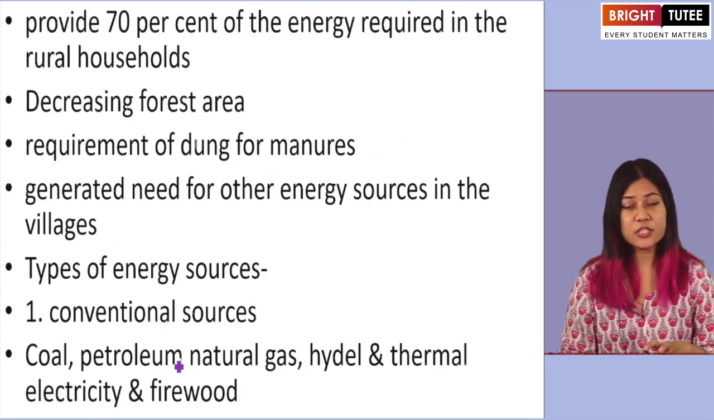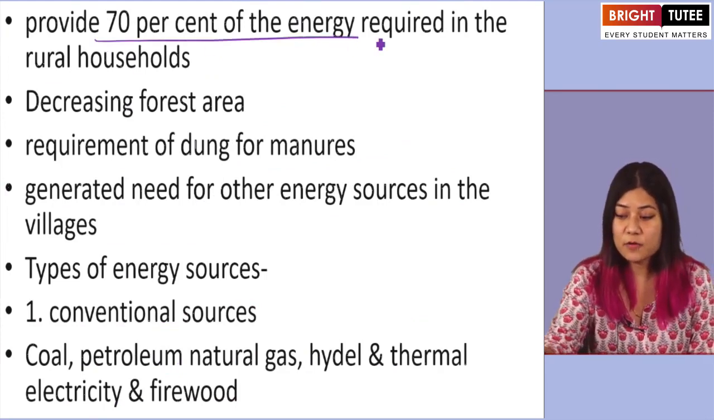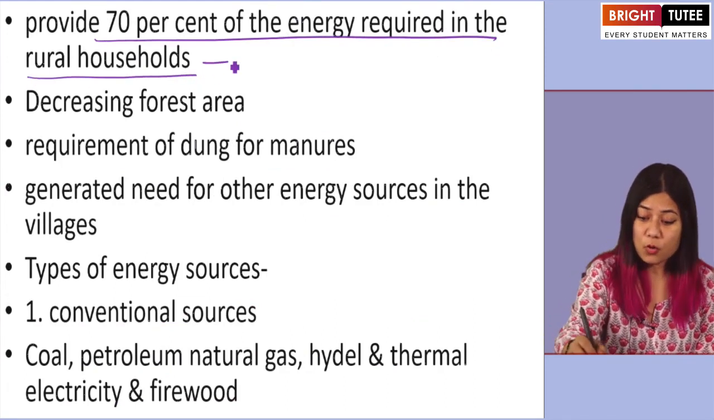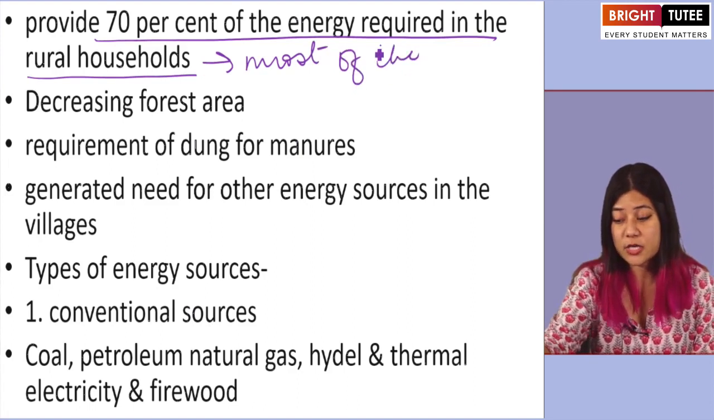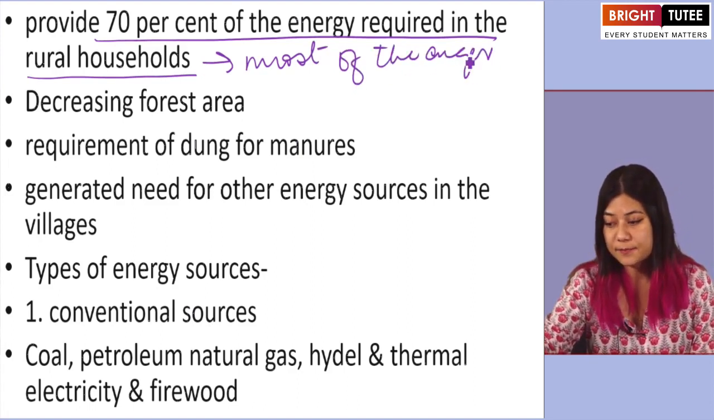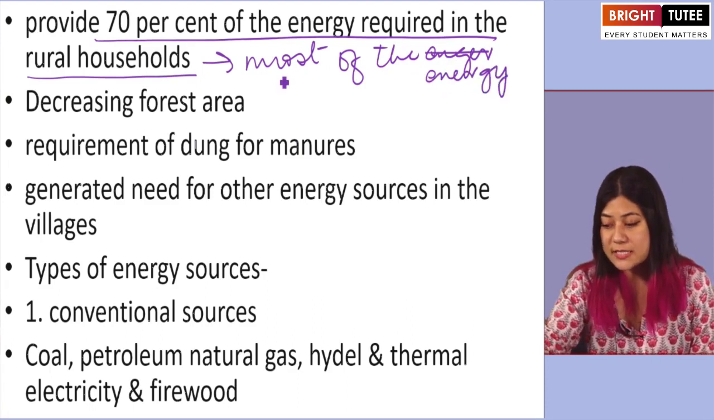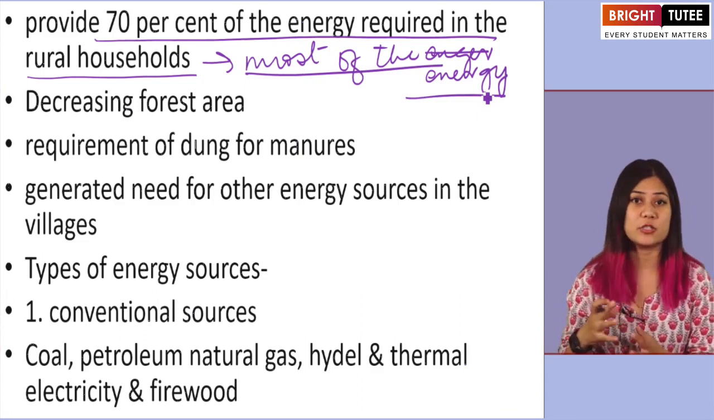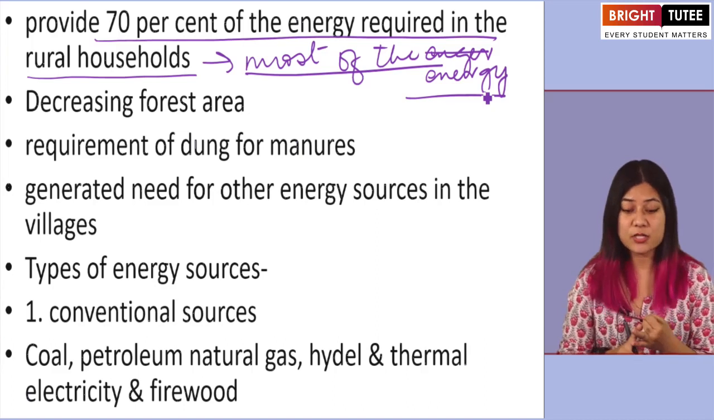Now, these traditional sources of energy provide 70% of the energy required in the rural households. So most of the energy needed in the rural households is provided by the traditional sources of energy, which are firewood and cow dung cakes.